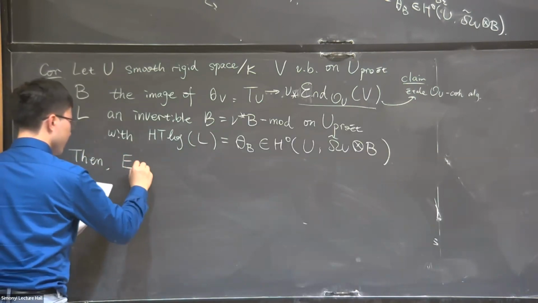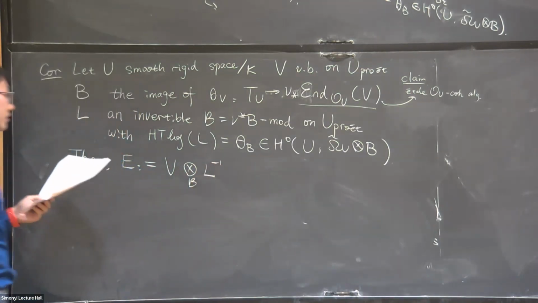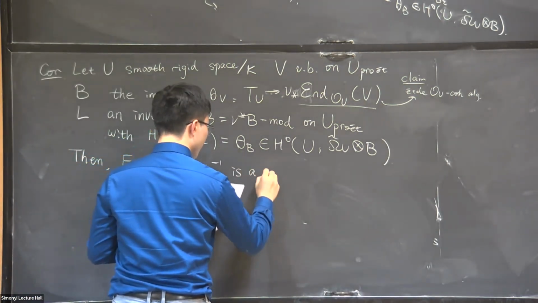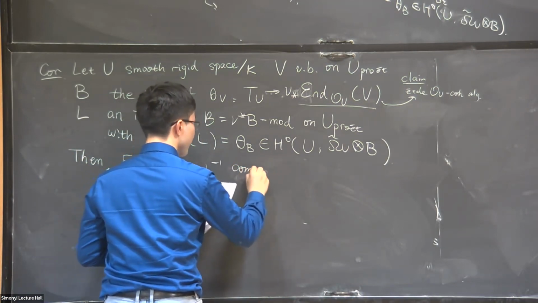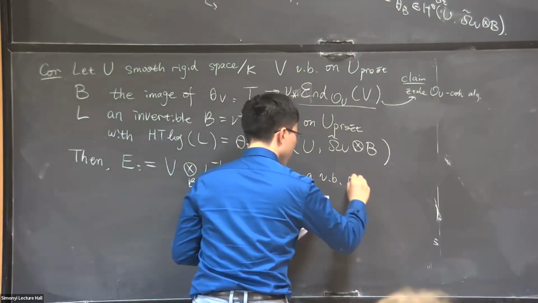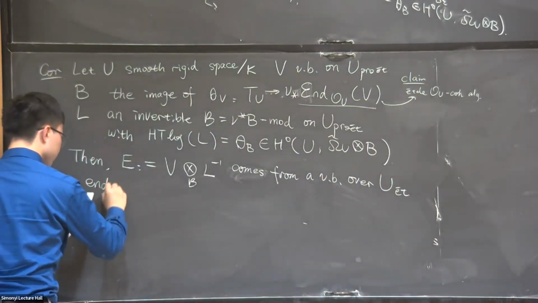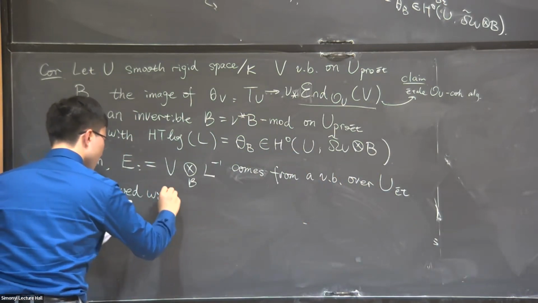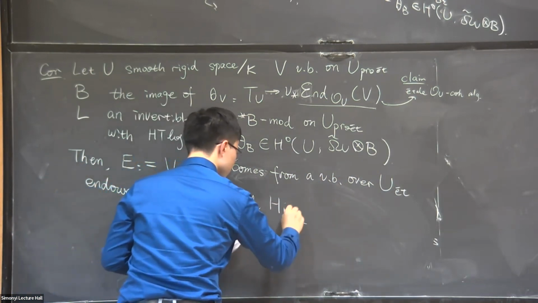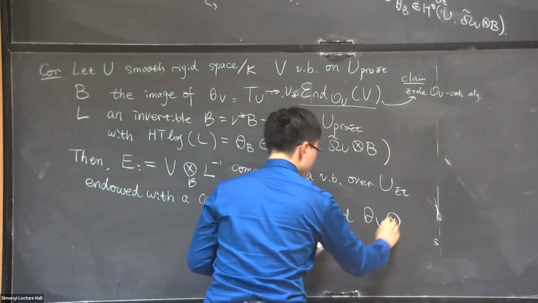Then we define E to be V twisted by this L inverse. And this more precisely comes from a vector bundle over U étale endowed with a canonical Higgs field, theta V, the geometric Sen operator.